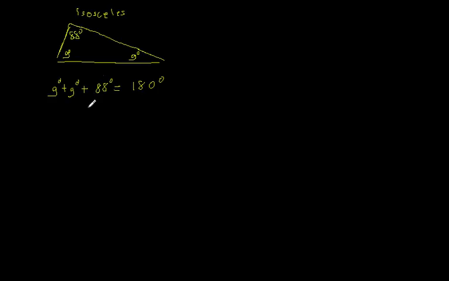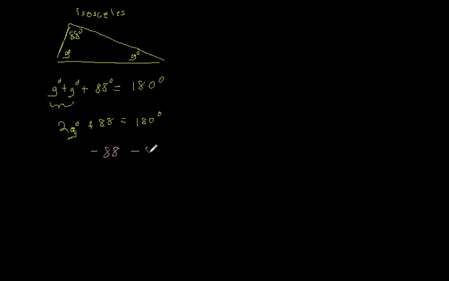The first thing I want to do is simplify this a little bit more. I've got two G's here, so I'm going to combine like terms. I've got two G's, so 2G degrees plus 88 equals 180 degrees.